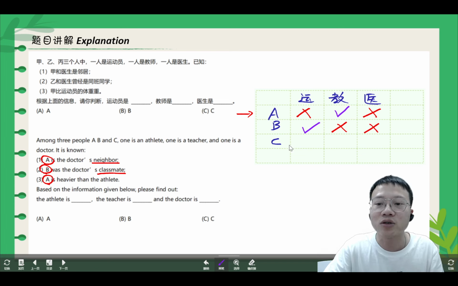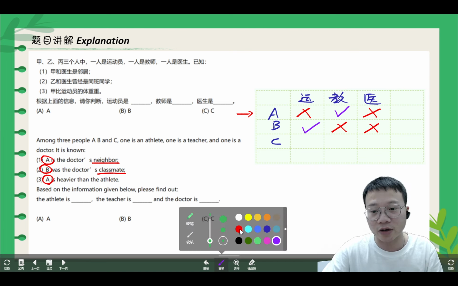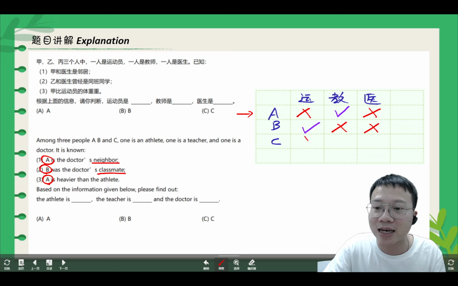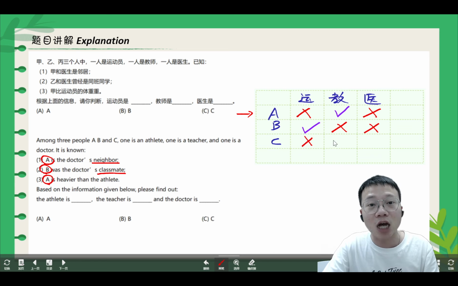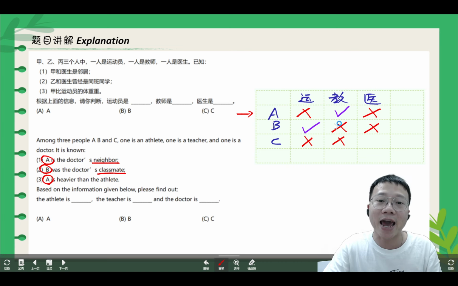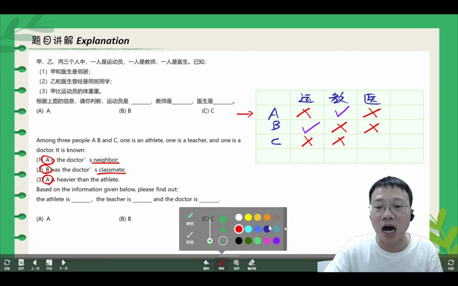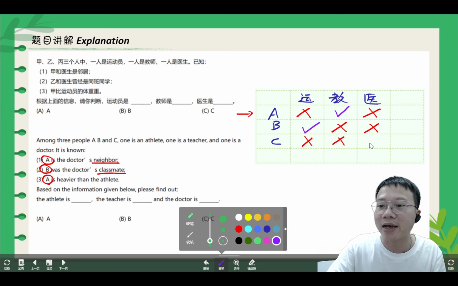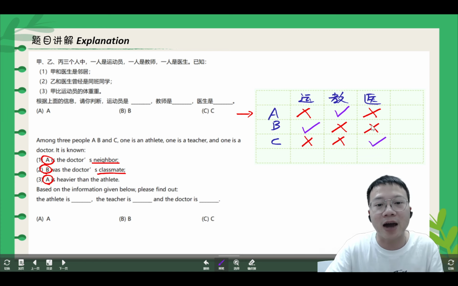Okay, an athlete. 所以这个我们就知道了。So from these two, we can see what about C? So very clear, right? Because C is not an athlete, B is, and C is also not a teacher, which is A, right? And that means actually C is a doctor, right? Okay. So now we can finally find the answer.